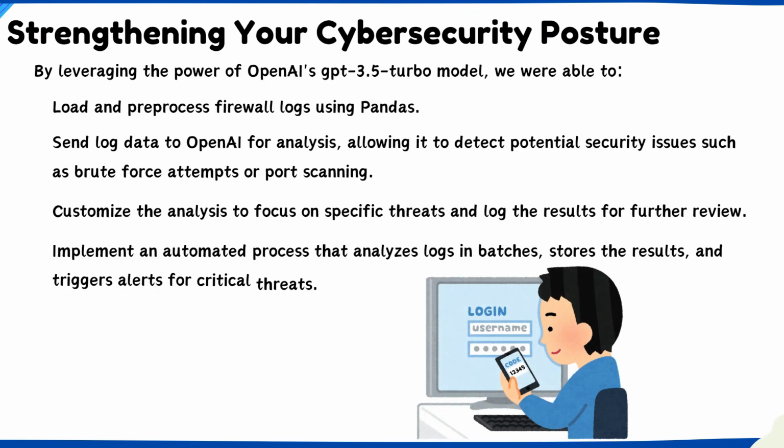In this lesson, we've successfully demonstrated how to use the OpenAI API to automate the process of identifying potential threats from firewall logs. By leveraging the power of OpenAI's GPT-3.5 Turbo model, we are able to load the preprocessed firewall logs using Pandas and send log data to OpenAI for analysis, allowing it to detect potential security issues such as brute force attempts or port scanning. We can customize the analysis to focus on specific threats and log the result for further review. We also implemented an automated process that analyzes logs in batches, stores the result, and triggers alerts for critical threats.